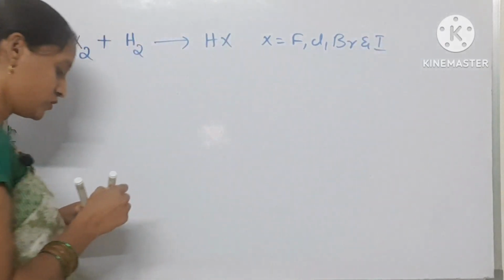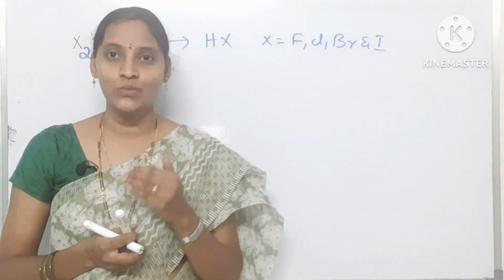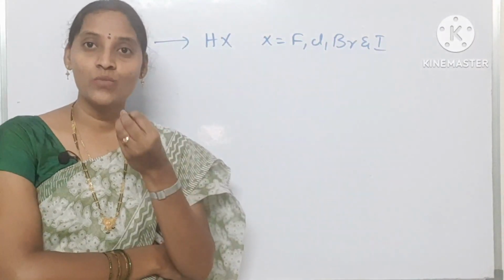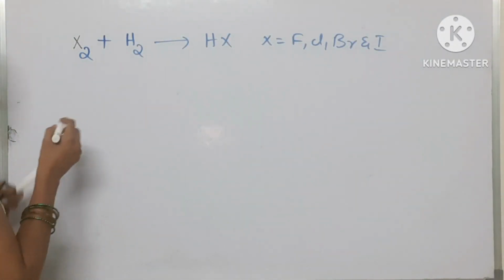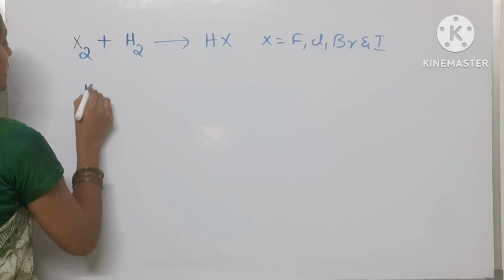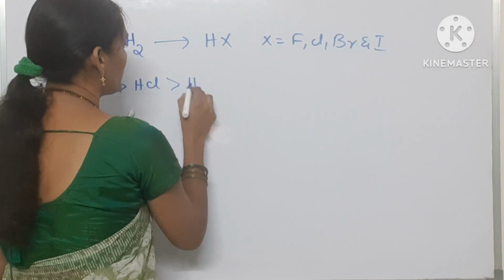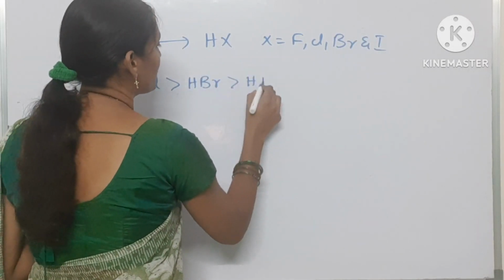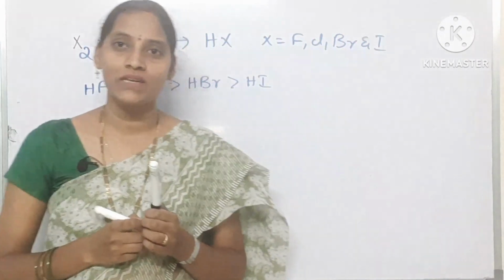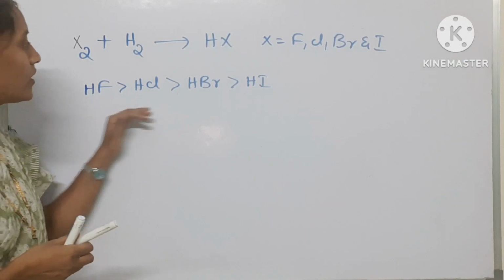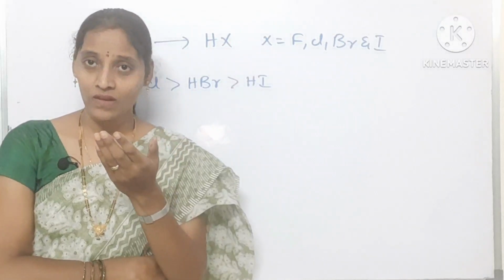Okay, and also here, if you see down the group, the size character will increase and also bond dissociation energy will decrease. So you can see the stability order: HF is more stable than HCl, then HBr, and then HI. So acidic nature increases down the group, bond dissociation enthalpy decreases, and also bond energy decreases. This is about the reaction towards hydrogen.